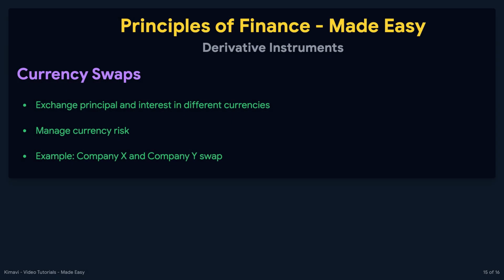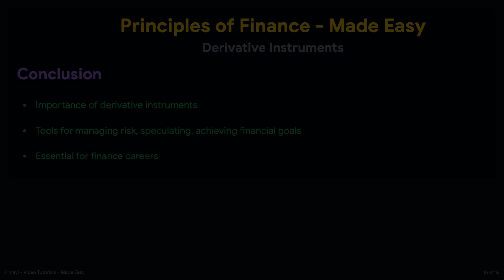A currency swap involves exchanging principal and interest payments in different currencies. This type of swap is used to manage currency risk. For example, suppose Company X, based in the USA, and Company Y, based in Europe, enter into a currency swap. Company X agrees to pay Company Y interest in euros, while Company Y agrees to pay Company X interest in dollars. This allows both companies to hedge against currency fluctuations.